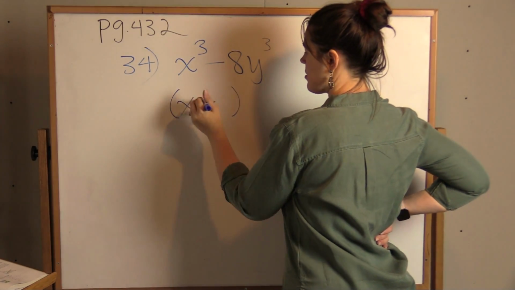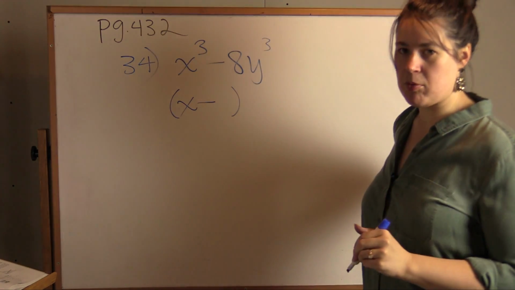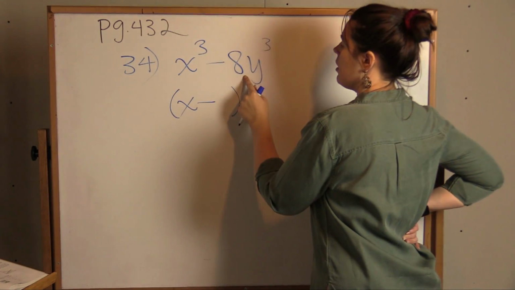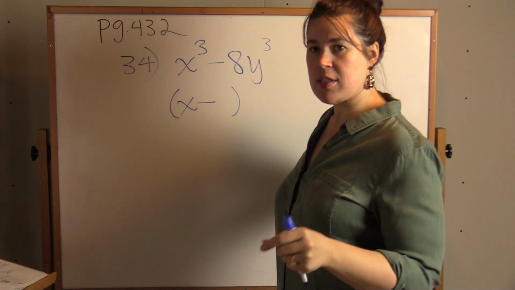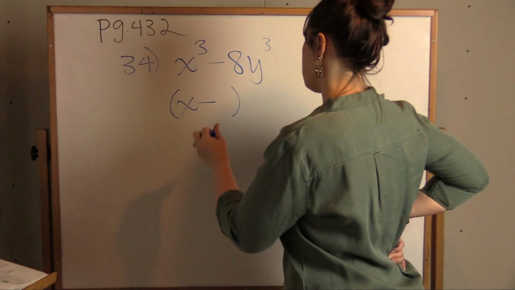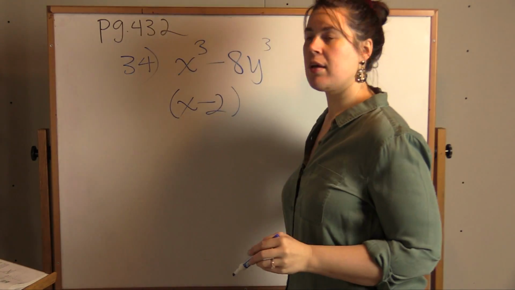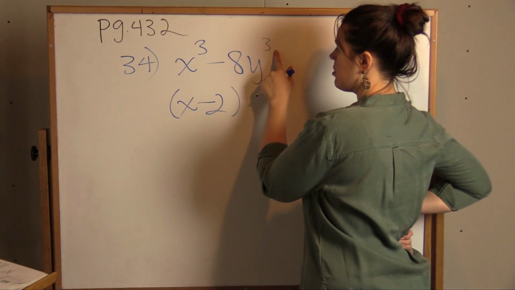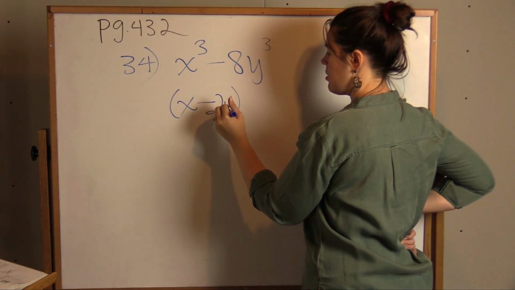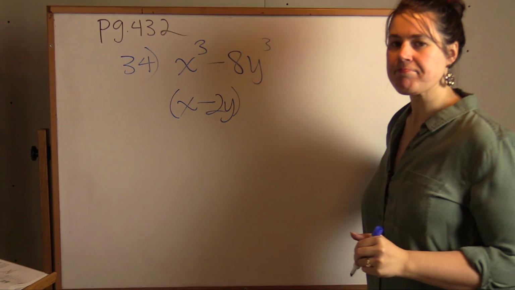Whatever this sign is, it's the same sign in the first binomial. 8, what's the cubic root of 8? What times what equals 8? 2. Y to the third, so 3 divided by 3 is 1, so I'll have 1y.